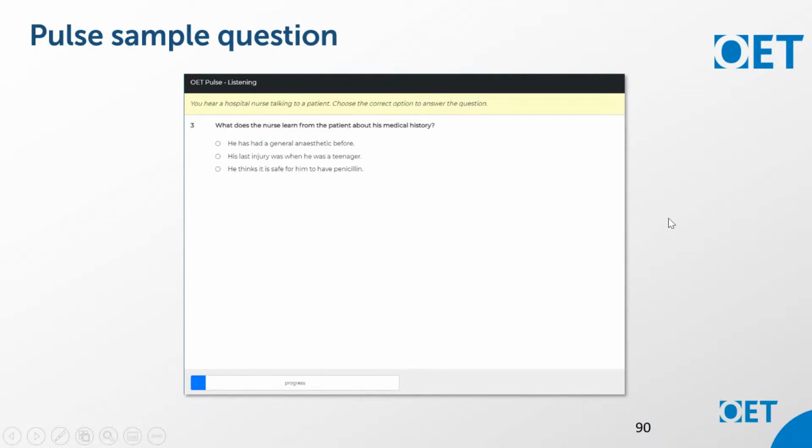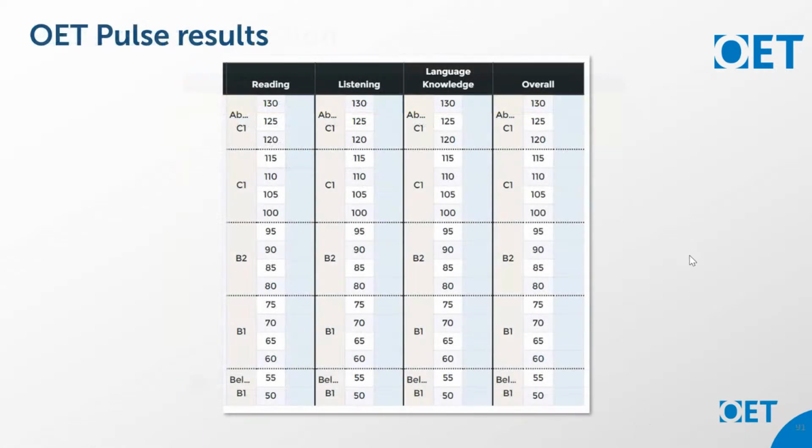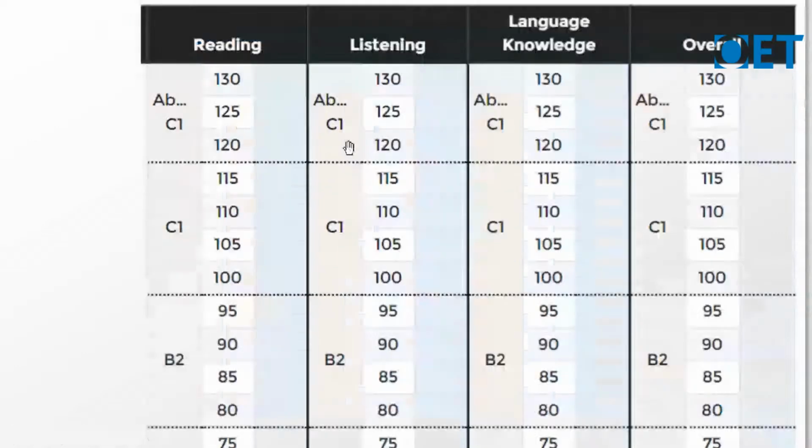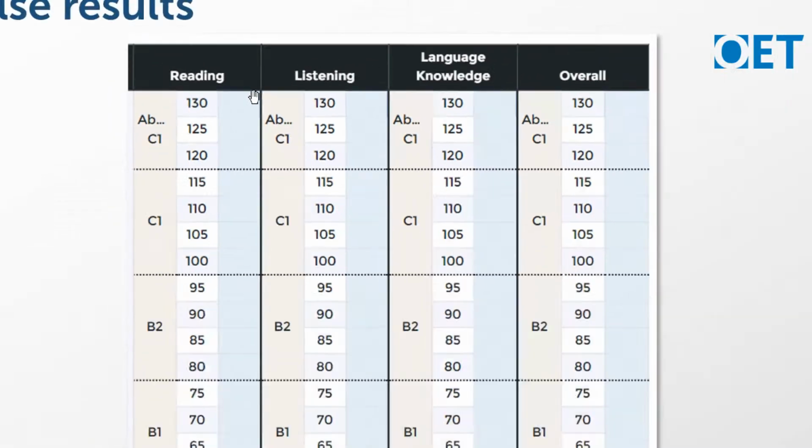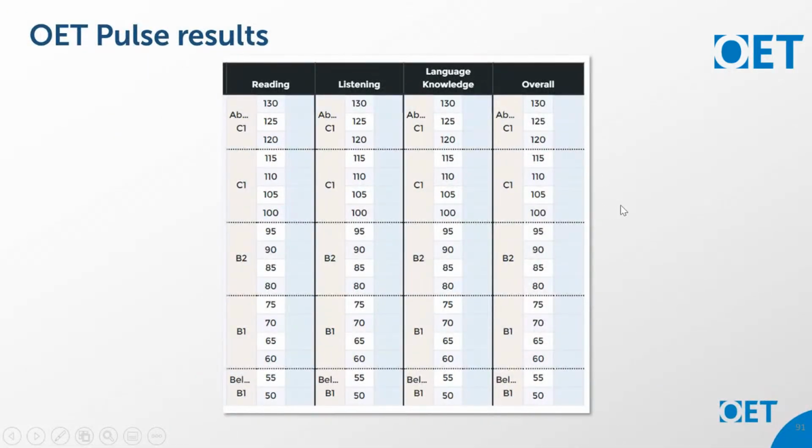So this is what a sample question looks like in OET Pulse. Don't worry that you can't read it. It doesn't matter. But you can see it's just a nice, short, sharp question. This is a listening one. There's audio that will play automatically. And you basically work your way through a series of questions. And at the end, you get results. I'll just zoom in so you can see a little bit. And the 3 different parts to OET Pulse, which is different to OET itself. There's a reading section, a listening section, language knowledge, and an overall score as well.